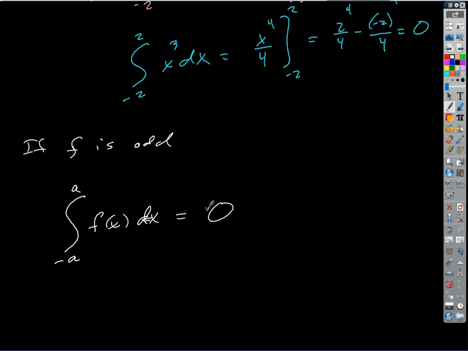Okay. Can you think of a shortcut for doing something like this? What if we wanted to add up, let's say we wanted to do the integral of x cubed dx from -1 to 4. Could you write that in terms of another integral that has the same area with smaller limits of integration? 0 to 3.